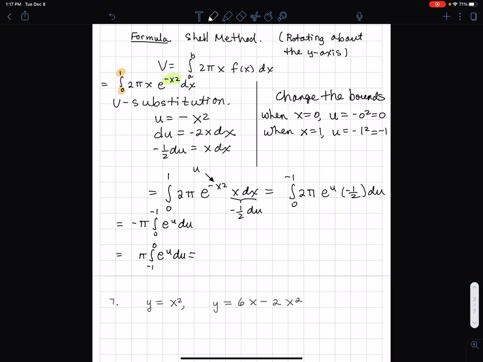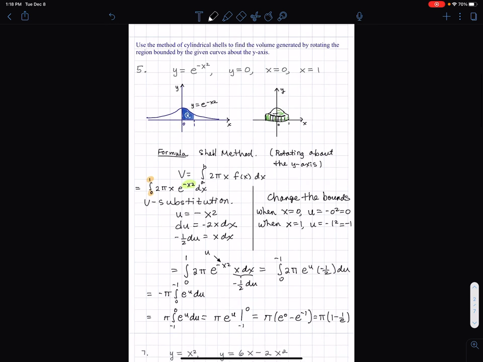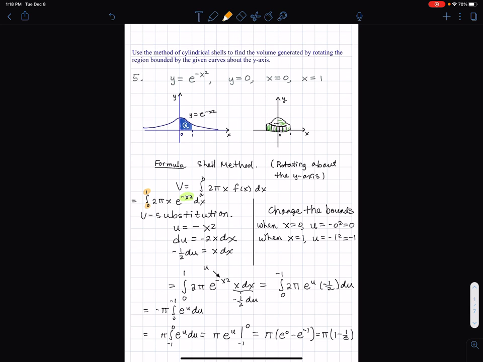Then I integrate: the integral of e to the u is e to the u, and I plug in -1 and 0. So I have pi times e to the 0 minus e to the -1. This makes pi times 1 minus 1 over e. My final answer looks not as neat as it could be. That gives the answer, and that finishes up the video.